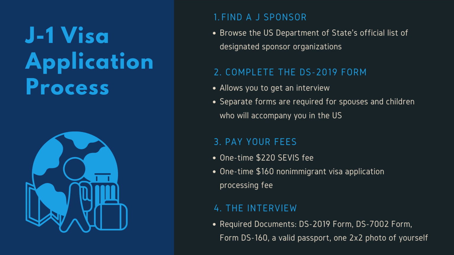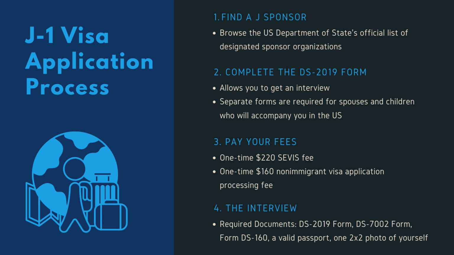Please note that sponsors screen all applicants and will be looking for you to demonstrate English proficiency. Once you have been approved by a designated sponsor organization, you can then begin the DS 2019 form. This form will allow you to get an interview at a U.S. embassy or consulate. If a spouse, child, or children will be joining you, they must each complete separate DS 2019 forms. Your DS 2019 form or forms will be issued to you by your designated sponsor.